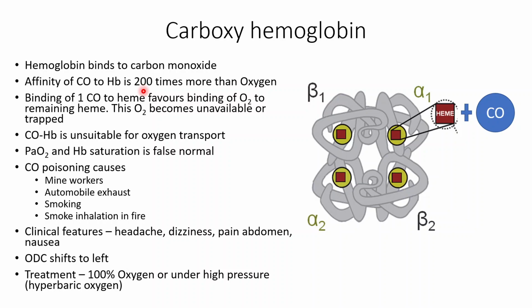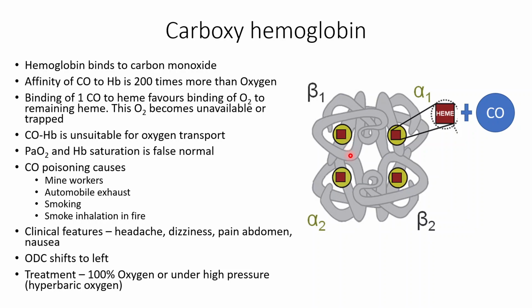Now the other problem is when one carbon monoxide binds to this heme group, it facilitates or favors the binding of oxygen to the other remaining three heme groups. So binding of one carbon monoxide to the heme group favors binding of oxygen to the other heme groups. Once this binding of oxygen with the other heme groups takes place, this oxygen becomes unavailable for transport, unavailable to give to the tissues. In other words, it becomes trapped, so it becomes useless. So this is another problem.